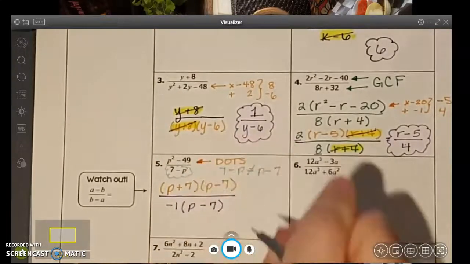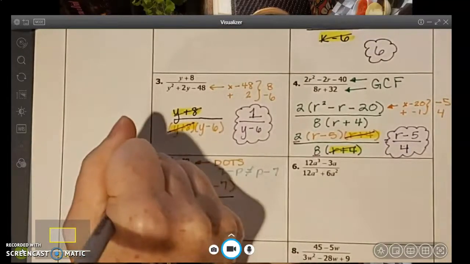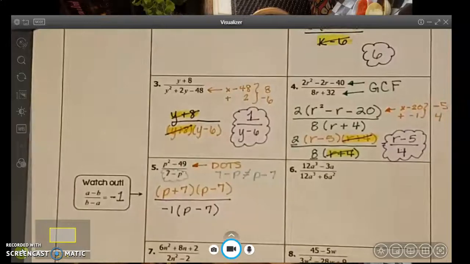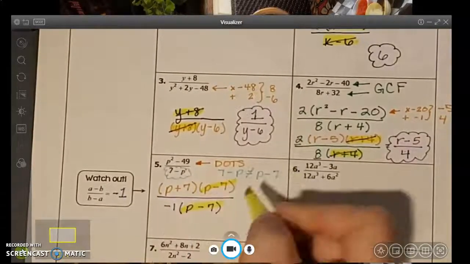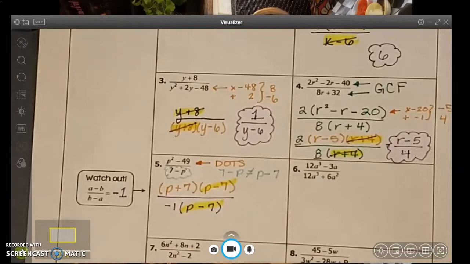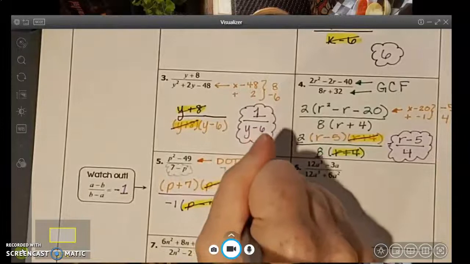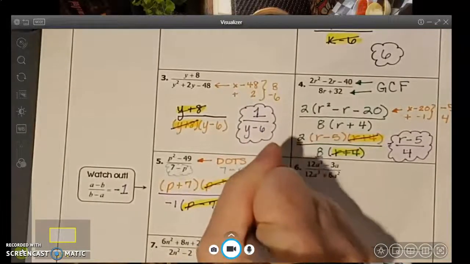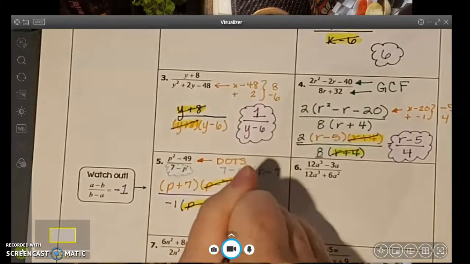So watch out here, a minus b over b minus a is not equal to 1, it's equal to -1. And we can't forget that negative when reducing. So now I have a p minus 7 that matches with a p minus 7, so those will reduce, leaving me with p plus 7 all over -1. Or you may see it written as -1 times p plus 7.